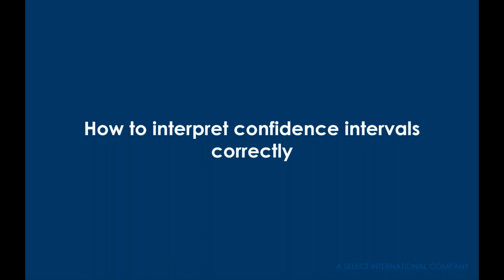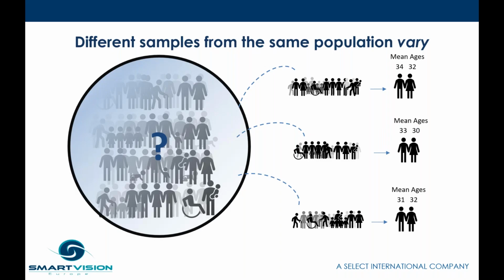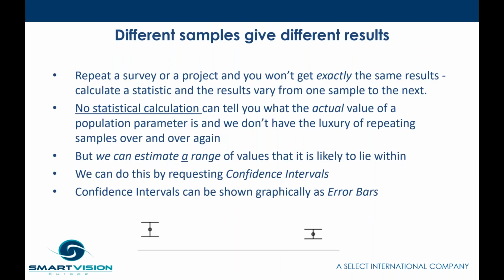Okay, in our last topic here, we're going to look at confidence intervals. And this is interesting because this is again another commonly misinterpreted sort of test of significance or inferential test. It's not formally a significance test, but certainly an inferential statistic. As we know, different samples from the same population vary. So we're seeing variability. If you repeat the survey or project, you won't get exactly the same results. Calculate a statistic and the results vary from one sample to the next.